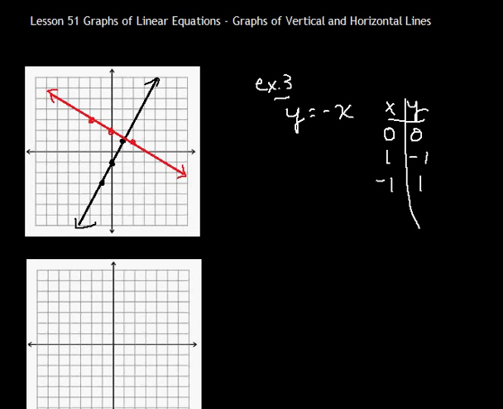So let's just plot those points. See how it was easy? I didn't have to add like a plus 2 or anything. So let's just plot those points. So we get 0, 0, 1, negative 1, and negative 1, 1. You get the point. No pun intended on that there. Okay. And we got it. Okay, let's just do 2 more quick examples.